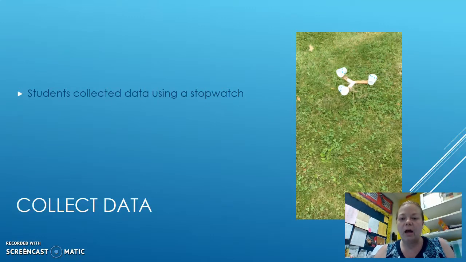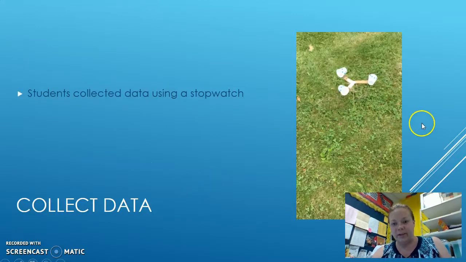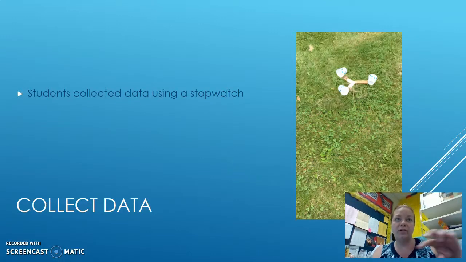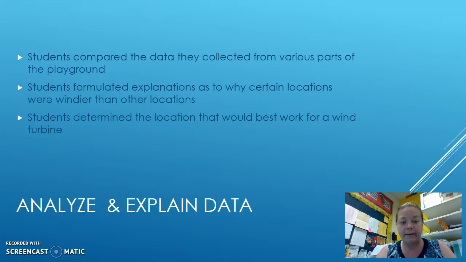We then used a stopwatch to collect data, and I don't know if the video will run, maybe not. There is a quick video here of this anemometer running, and they used their stopwatch, the anemometer spun, and they counted how many rotations it made during a minute. We then analyzed the data and explained why the data was the way it was.